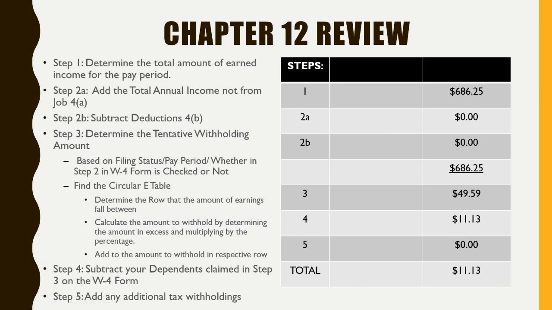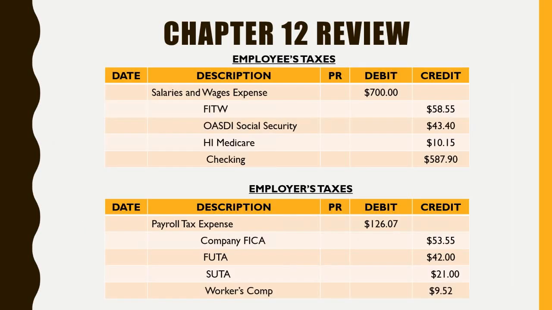And of course, we talked about how to actually calculate the federal income tax withholdings, right? So these are the steps right here. And then we talked about how you journalize it. In this case, we journalize it as an expense because that's something you have to pay during the operations of a business. And these are the taxes for the employee side.